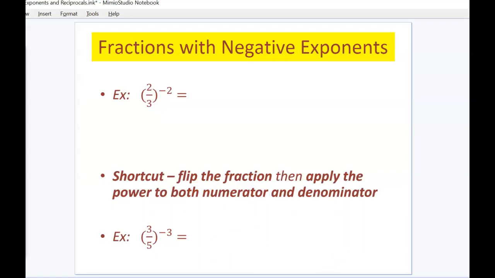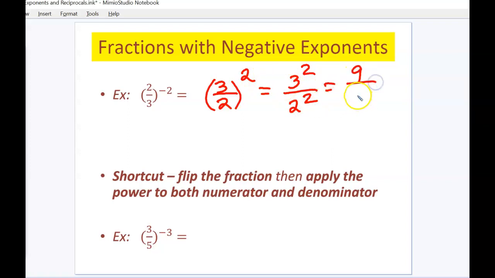Let's continue now when I have a base that's a fraction. Same rule applies. I reciprocate the base, and now my exponent becomes positive. So now I apply the 2 to the top, so 3 squared over 2 squared. So I square the numerator and I square the denominator. 3 squared is 9, 2 squared is 4. So again, the shortcut: flip the fraction, then apply the power to both the numerator and the denominator, and the power will become positive.